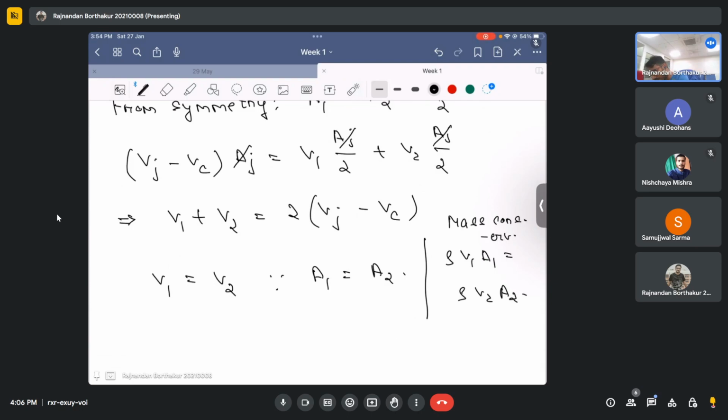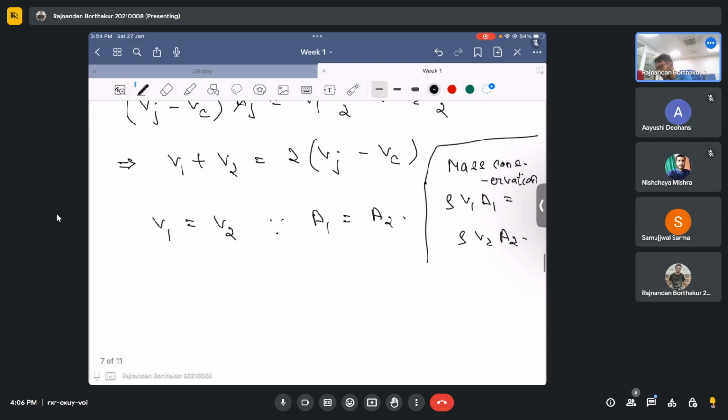This comes from mass conservation. Since I've assumed that the density of water is fixed and not varying, I'm considering water to be an incompressible fluid, which means that rho is constant. Then I can always write the mass conservation for this 1 and 2 as rho times v1 a1 equals rho times v2 a2. And since a1 is equal to a2 by symmetry of the problem, this means that v1 has to be equal to v2, and that's what we have written here.